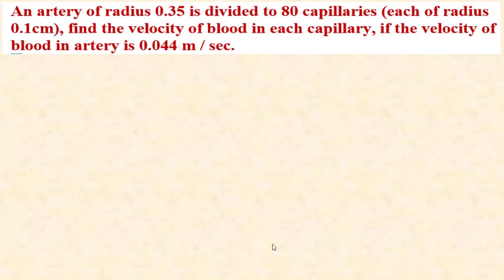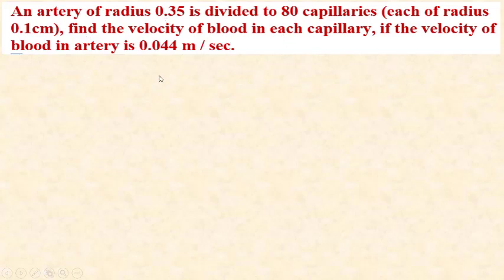An artery of radius 0.35 centimeter is divided into 80 capillaries. I have a big artery that will branch until it becomes 80 capillaries. Each one has a radius of 0.1 centimeter. Find the velocity of the blood in each capillary.